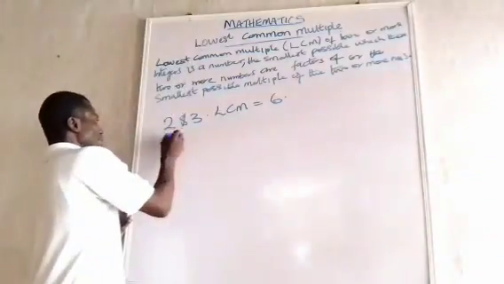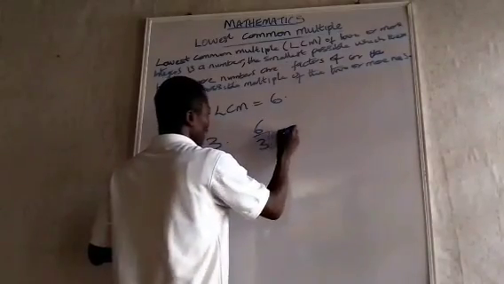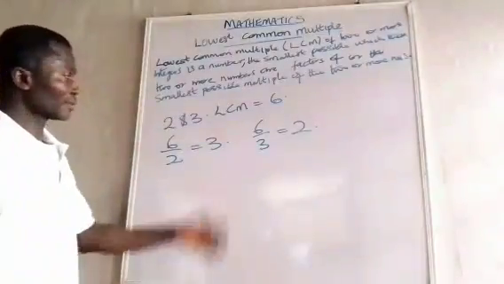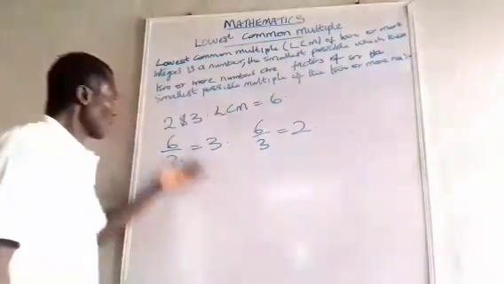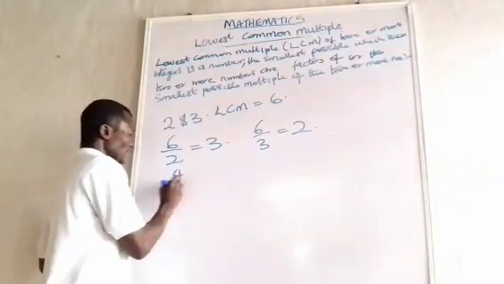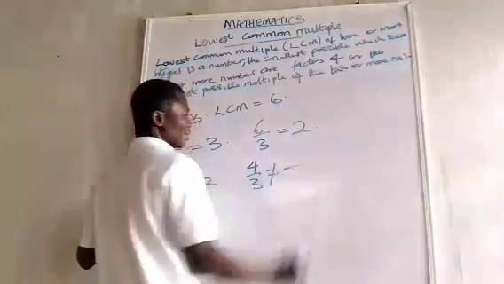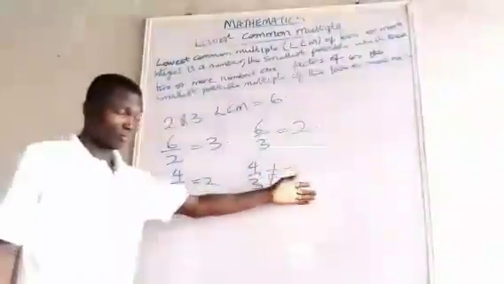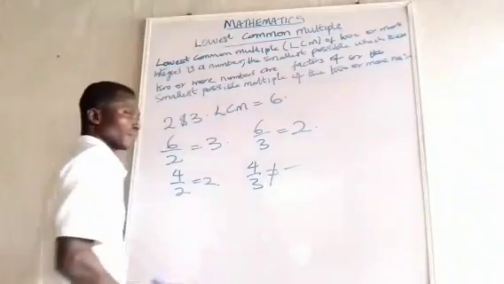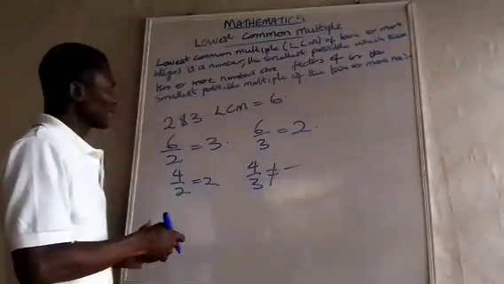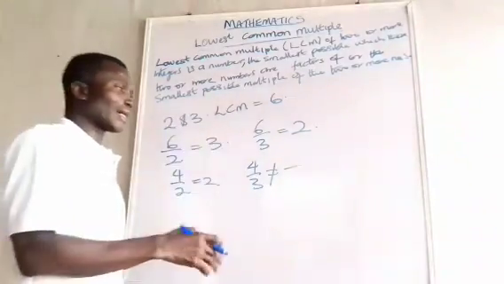So what do I mean? Look at this. 6 divided by 2 gives us 3. 6 divided by 3 gives us 2. You see? But if you say 5 divided by 2, you won't get anything. 5 divided by 3, you won't get anything. 4 divided by 2, you get 2. But 4 divided by 3, you will not get a natural number or integer. So that is why 6 is the LCM. You understand? Now let's look at how we can break it down to get it for larger numbers.